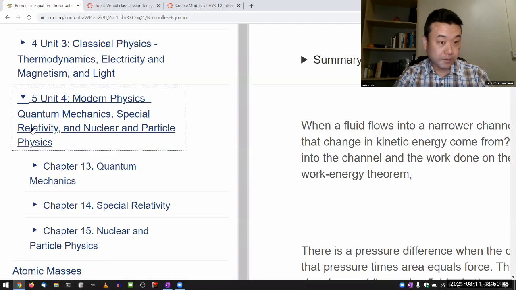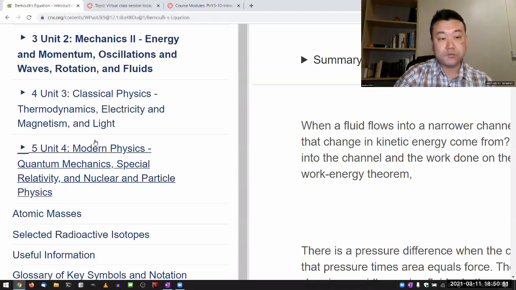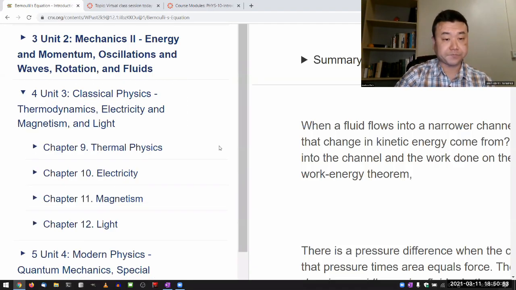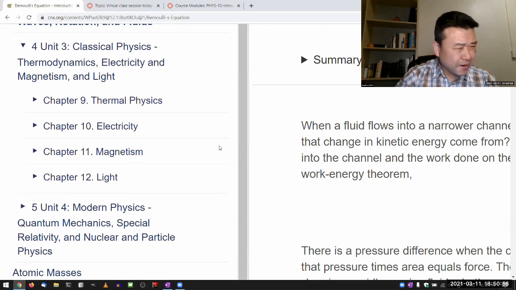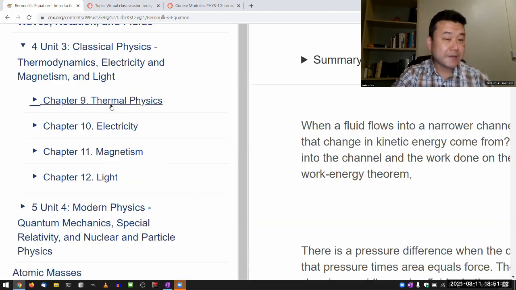So with that quick-ish description of the divide between classical and modern physics, this is what we do cover in classical physics. There are some more that we could cover, but these are the topics that I thought were important for us to cover.